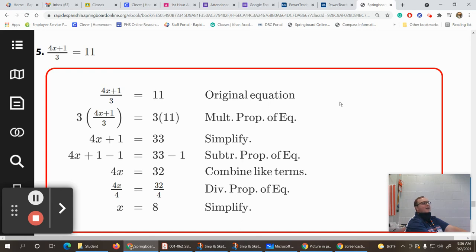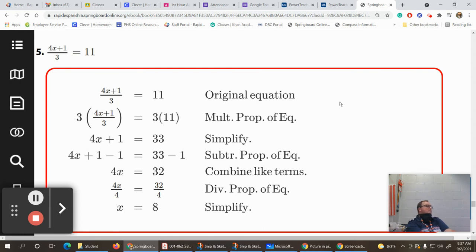Next, I see that I'm adding a 1. So in order to undo adding, I subtract. I have to subtract that 1 from both sides. That's the subtraction property of equality. So 4x plus 1 minus 1 equals 33 minus 1, which gives me 4x equals 32 when I combine like terms.